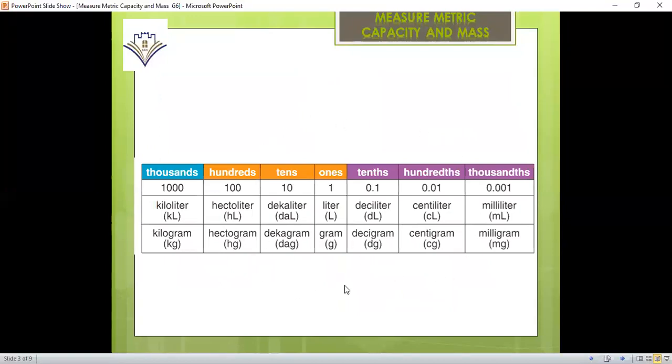Look at this table. This table is divided into two parts, the whole part and the decimal part. The whole part has ones, tens, hundreds, thousands. And on the opposite side, the decimal part has tenths, hundredths, and thousandths. Then look at here.